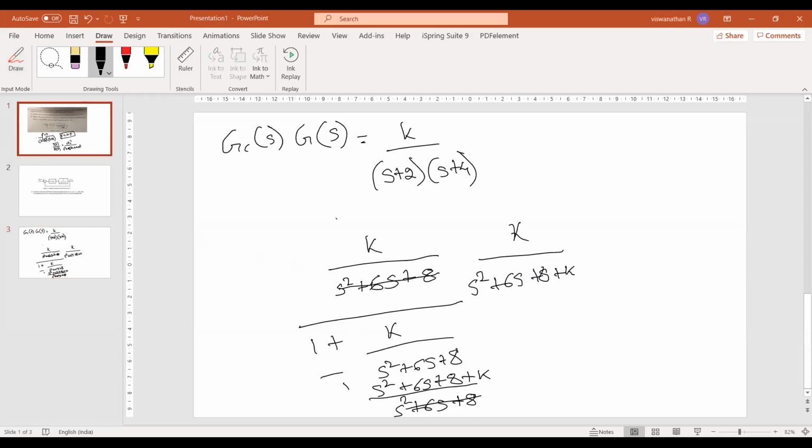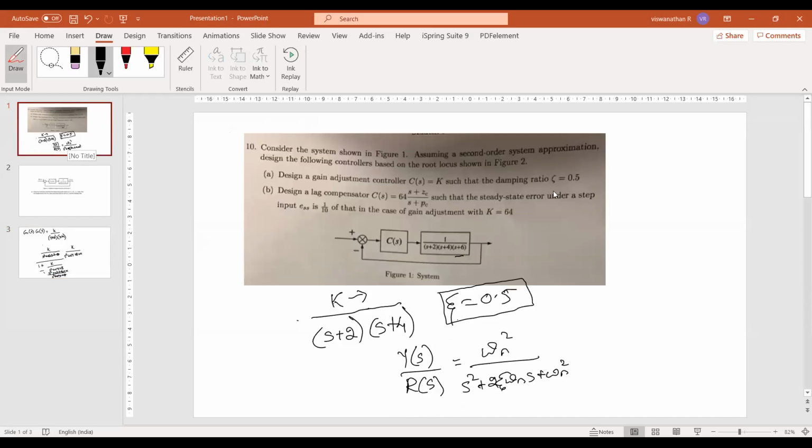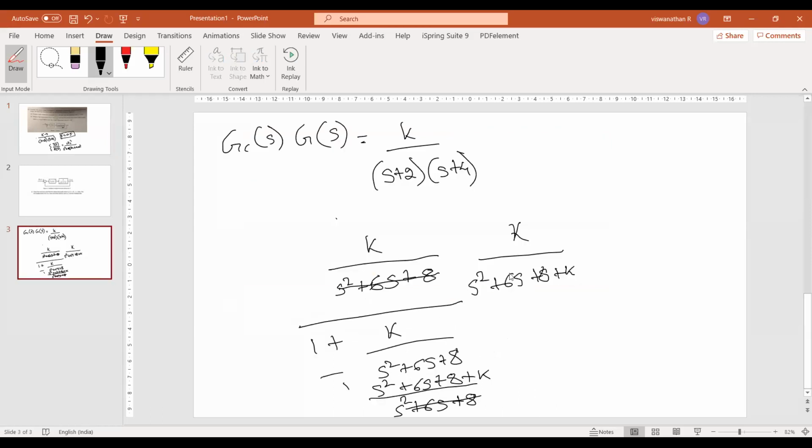So when a system like this is given, you have to find the transfer function of this type. You can't just take only this and do it, because this is a closed loop system which is given here. Because of that you have to find the closed loop transfer function, k divided by s square plus 6s plus 8 plus k.